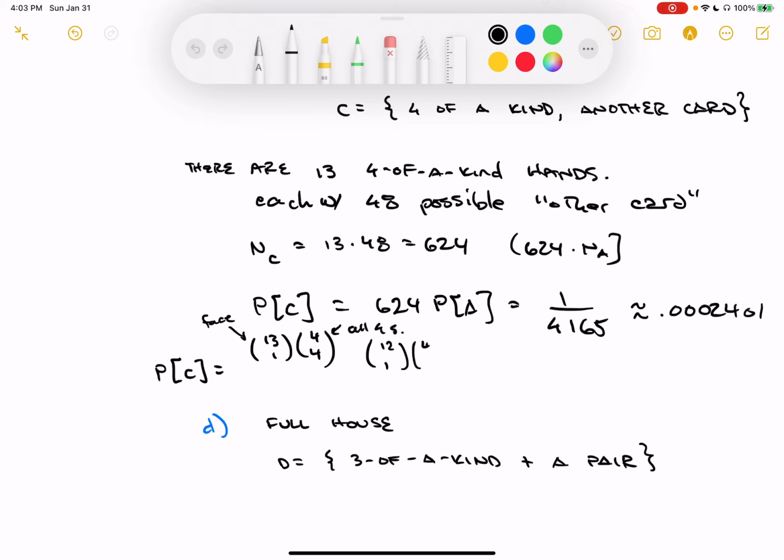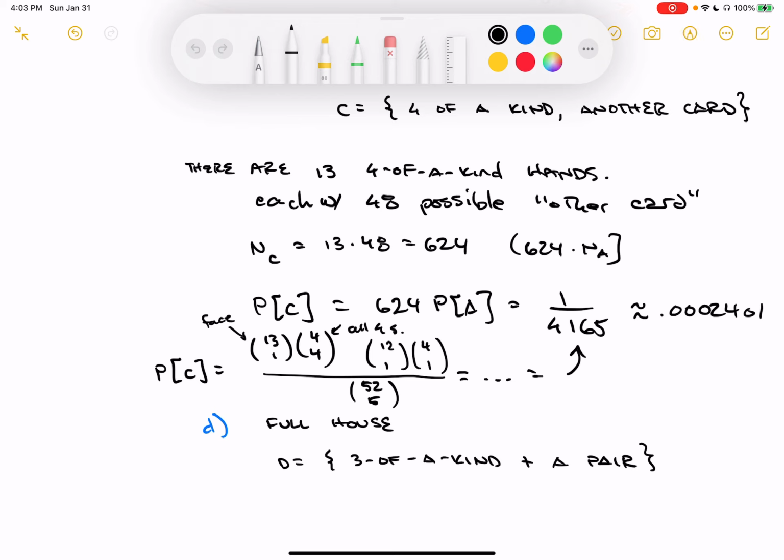And there are 4 different suits to choose from, and I just need to pick one because I'm only getting one card. And then I'm going to divide this by what? The total number of hands, 52 choose 5, something like that. If you go through that and do all the calculations, you get exactly the same thing.